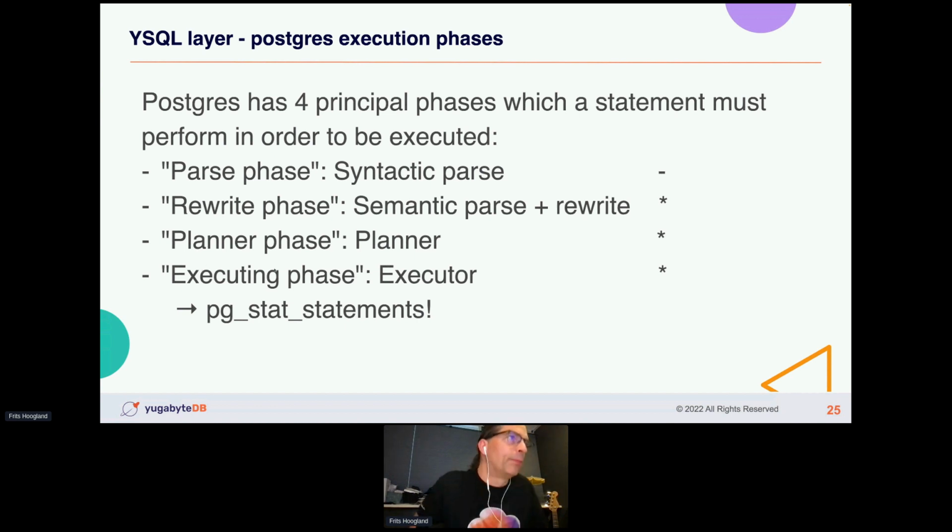And then probably the most important part of this slide: once you start executing, Postgres times the time spent actually executing the execution plan, which is the result of your SQL. The time spent in the executing is the time which is visible in pg_stat_statements.